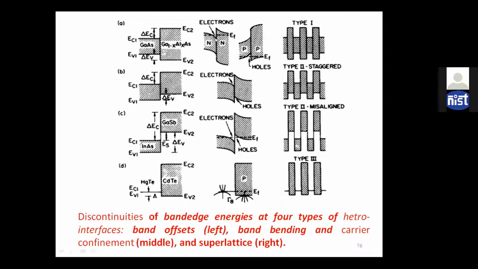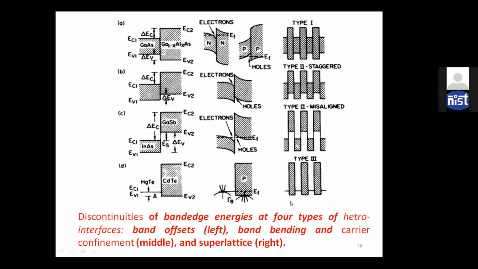So here you can get the electron at the interface, and the electron will reside in the gallium arsenide layer. And if you form a superlattice by using this material, it will look like this. Similarly in type 2, here you can see the delta EC and the delta EV, and you can get the two-dimensional electron gas. So similarly for broken gap, that is for type 3.